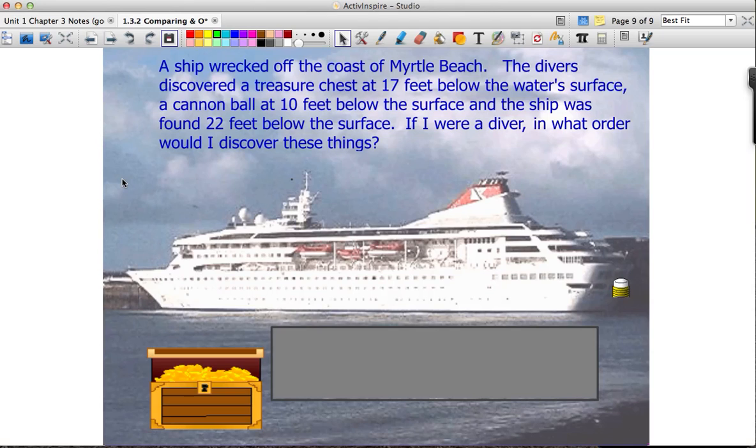So first you need to know how to write all of these numbers as integers. So think of what you're reading, 17 feet below water surface. And then you need to put them in order of how they would have been found. So would you find the thing deepest in the ocean first, or would you find the thing that was closest to the surface first?